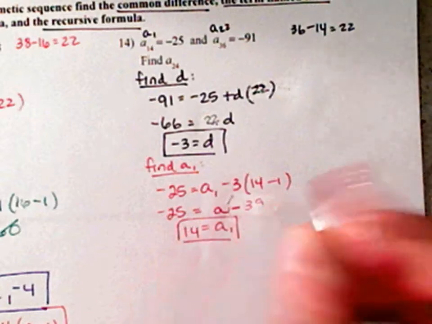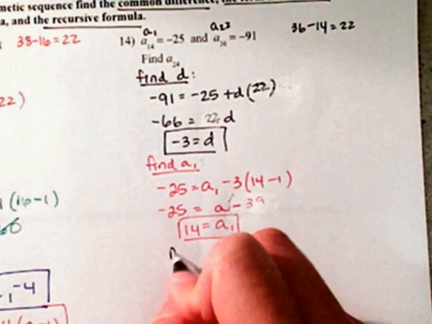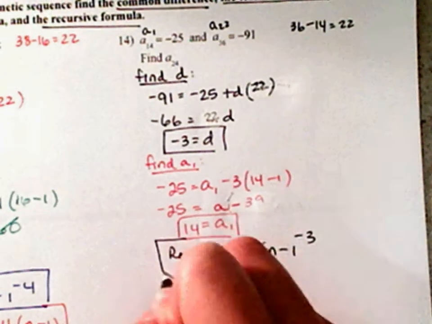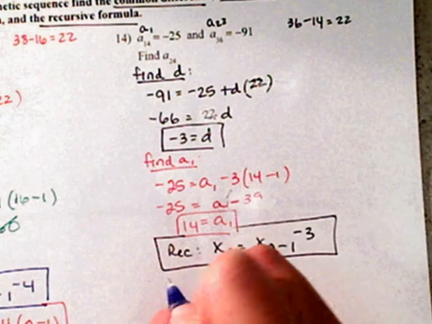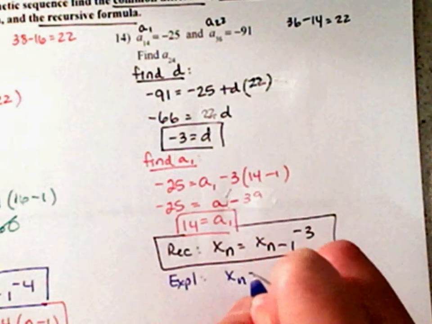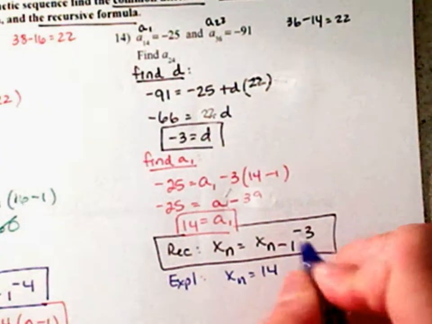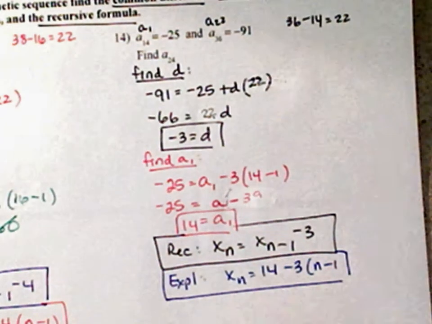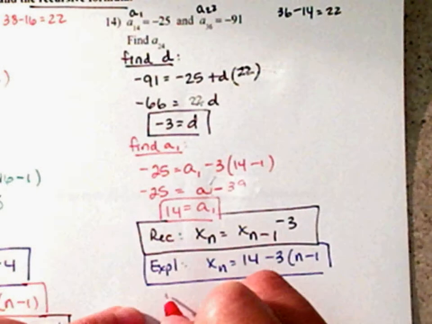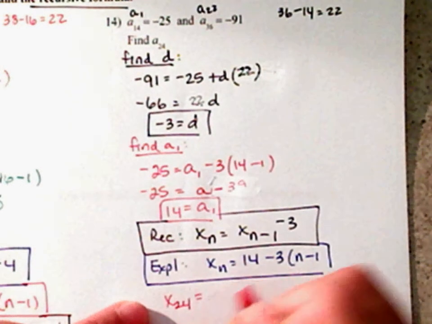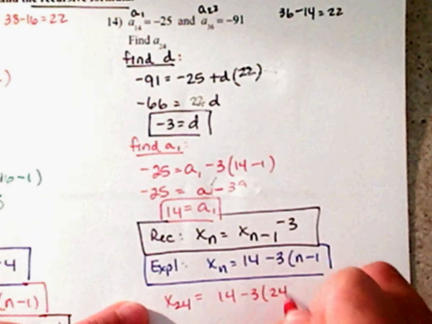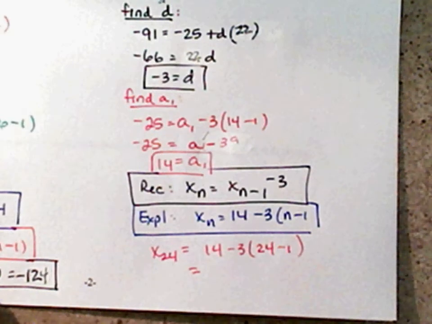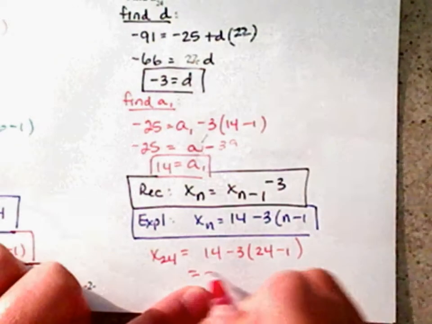Okay, now let's go ahead and find our recursive formula. Your recursive will be x of n equals x of n minus 1 minus 3. Your explicit formula is x of n equals your first term. What's the first term? 14 minus 3 times n minus 1. And what term are we looking for? 24. So a of 24 is equal to 14 minus 3 times 24 minus 1. And that I can do in the calculator. 14 minus 3 times 23 comes out to be negative 55.